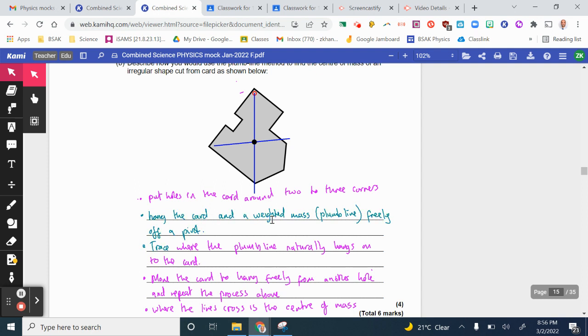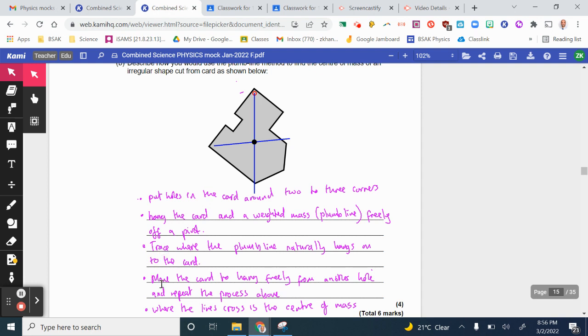Hang the card and the weighted mass freely off the pivot. So what we're going to do is we're going to hang this piece of card off a pivot point, and we're going to hang a plumb line or a weighted mass, in other words, off that same position. So it freely hangs. And what we're going to do is trace the plumb line as position where it naturally hangs onto the card. So wherever the plumb line is hanging, what we're going to do is we're going to trace a line behind it on the card.